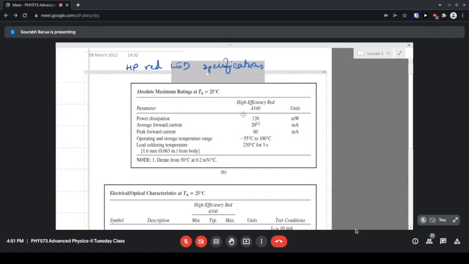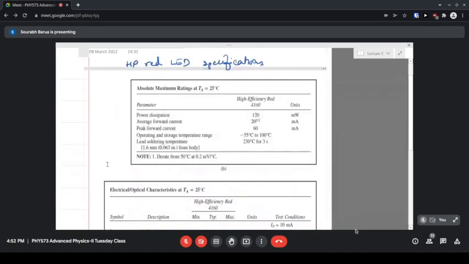And this is also the maximum power. Around, I think, 2 volts is the knee voltage. You can also calculate it from this, because maximum power will be knee voltage into maximum current. So maximum current is 60 milliamperes, and 60 into 2 gives you 120. So most probably 2 volts is the knee voltage for this red LED from Hewlett Packard.